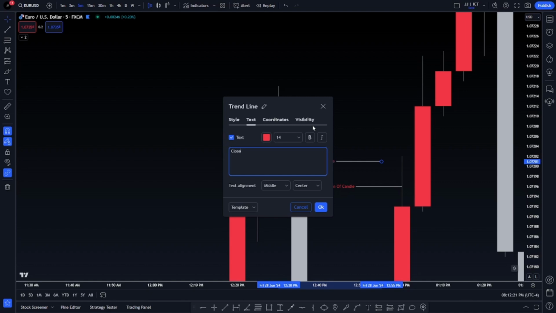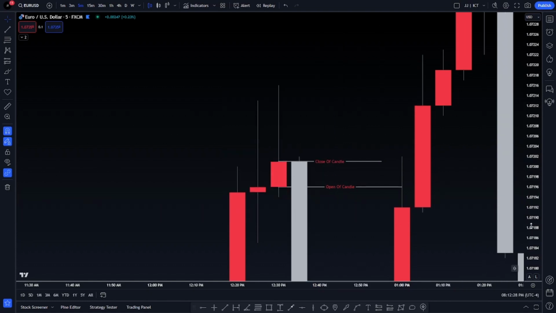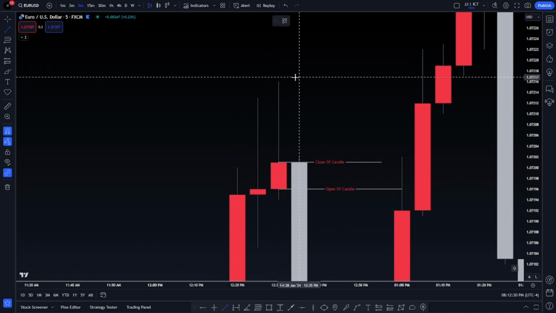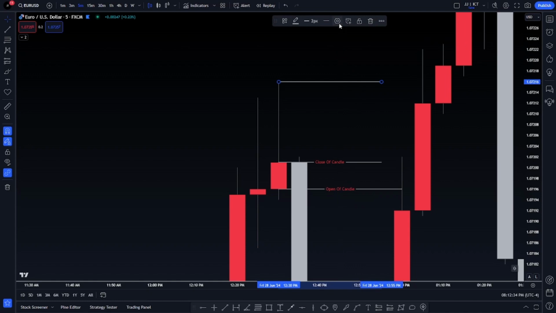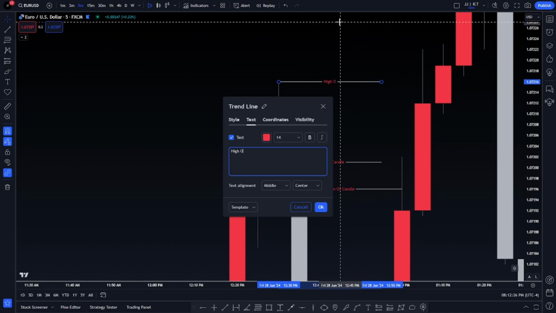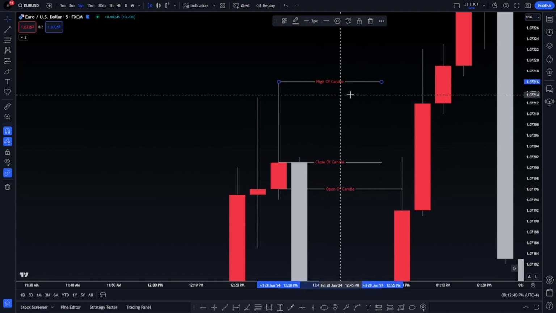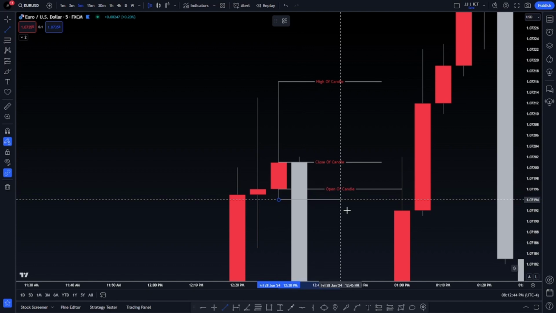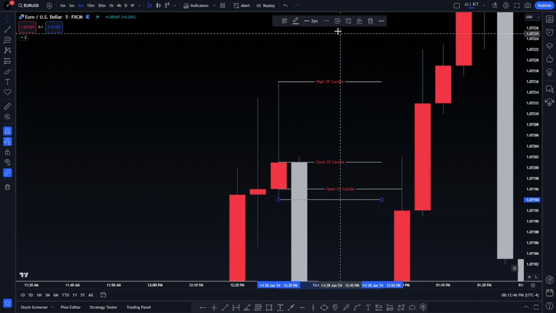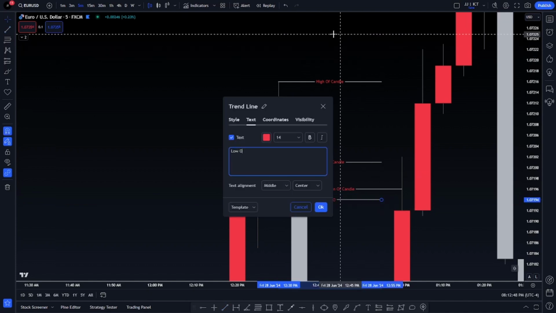So this is the close of the candle, right here. And where are the highs and lows of the candle? This is the high of the candle, because this is the highest point of the candle before it closed. So this is the high of the candle. Where's the low of the candle? The low of the candle is right down here. And we can go ahead and mark that as the low of the candle.